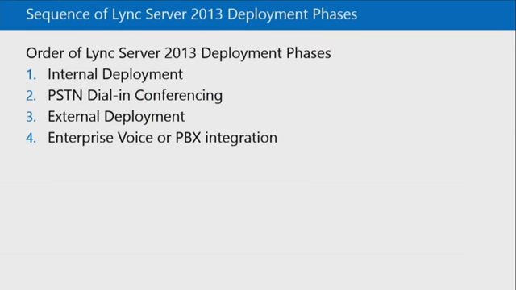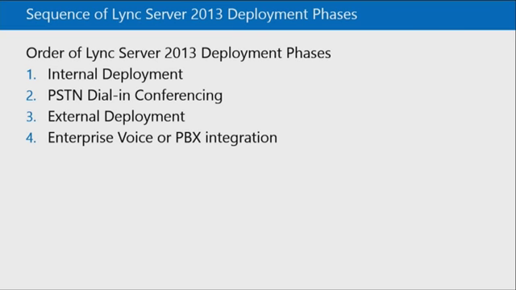So we've talked about this a little already. It's how we order the Lync Server 2013 deployment, what that sort of looks like. And what we see most customers doing, and the approach that we get the most success with, is starting with your internal deployment, rolling out your dial-in conferencing, rolling out your external deployment, and finally rolling out your enterprise voice and PBX integrations. That's right. And again, this is what we commonly see.